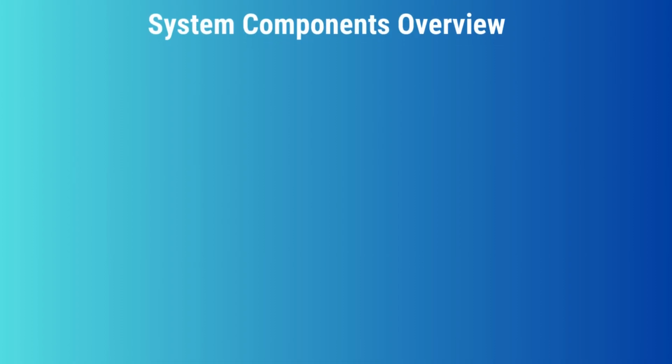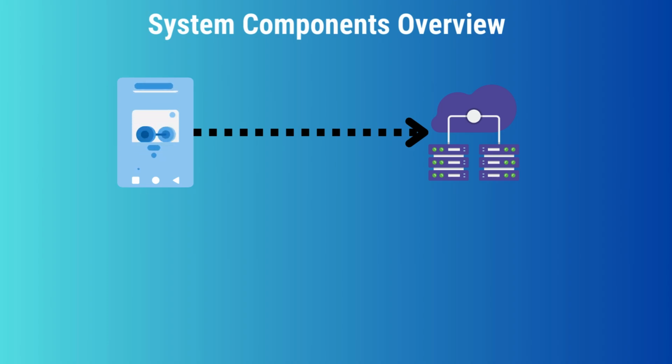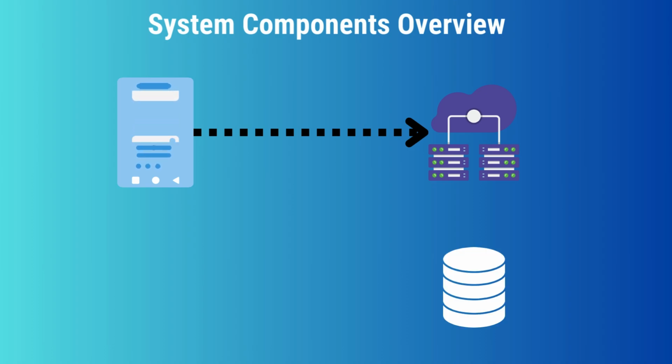Now that we understand the key principles of system design, let's dive into the primary components that make up a system. At the core of every system, we have a combination of the front end and back end. The front end is what users interact with directly. It's the user interface. The back end, on the other hand, handles all the behind-the-scenes processes, such as storing data, managing business logic, and communicating with databases.